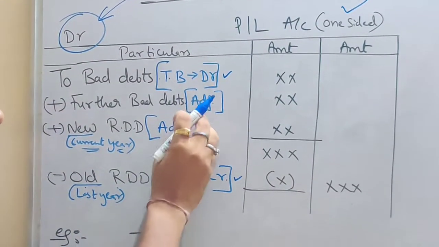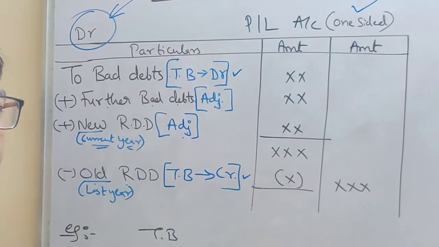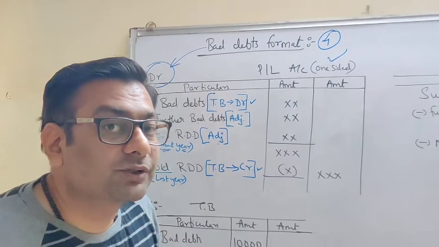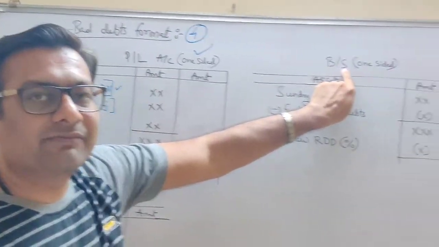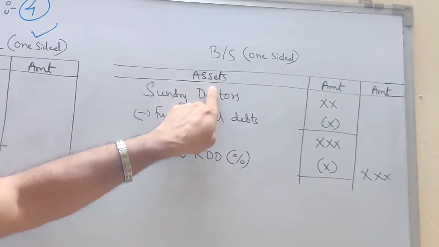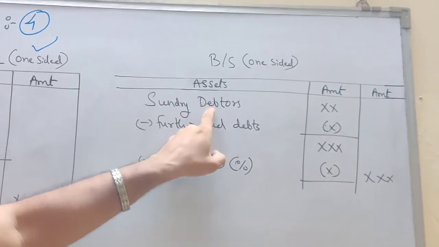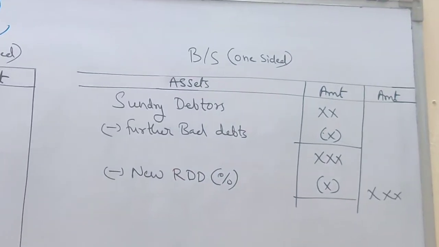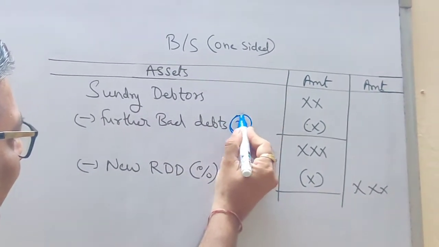So this is your adjustment. Definitely for further bad debts you have to give a second effect. Now where to give the second effect, students? You will give your second effect in the balance sheet on the asset side. On the asset side, in sundry debtors, from this amount you have to minus. So this is your second effect. Further bad debts, this is your second effect.